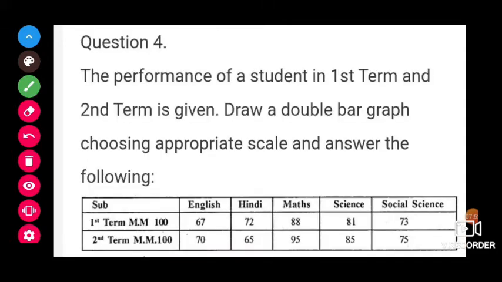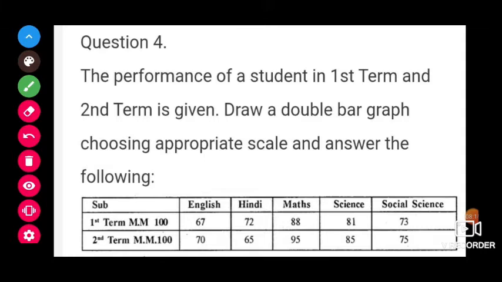Next, children, question number 4. The performance of the students in the first term and second term is given. Draw a double bar graph choosing an appropriate scale and answer the following. Here, children, double bar graph. In the same way that we drew the previous one, here also we will do. But what is the difference? The difference is about one thing only.